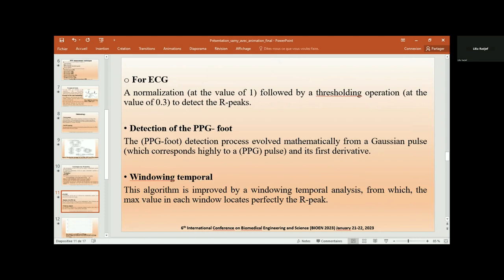Detection of the PPG foot. The PPG foot detection process evolved mathematically from a Gaussian pulse, which corresponds highly to the PPG pulse and its first derivative, windowed in temporal. This algorithm is improved by a window in temporal analysis from which the max value in each window locates perfectly the R peaks.